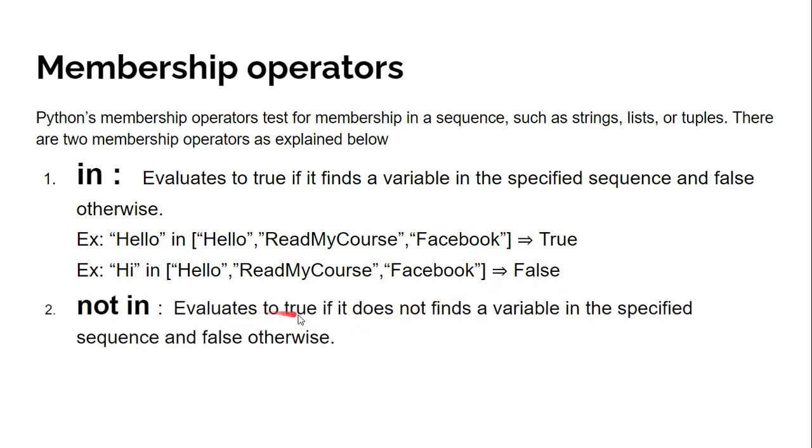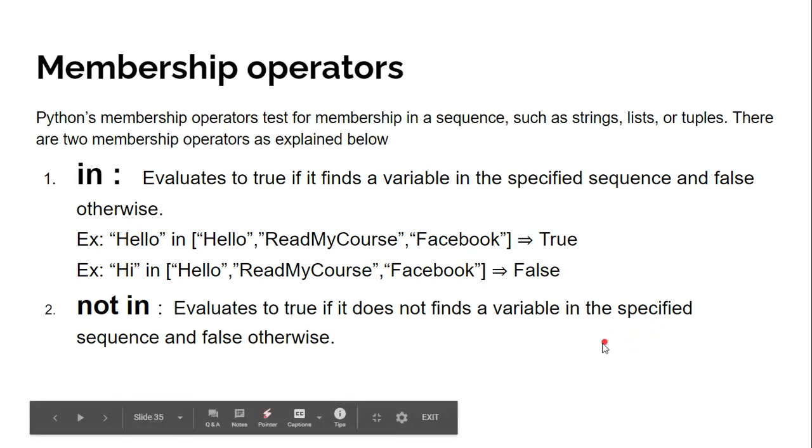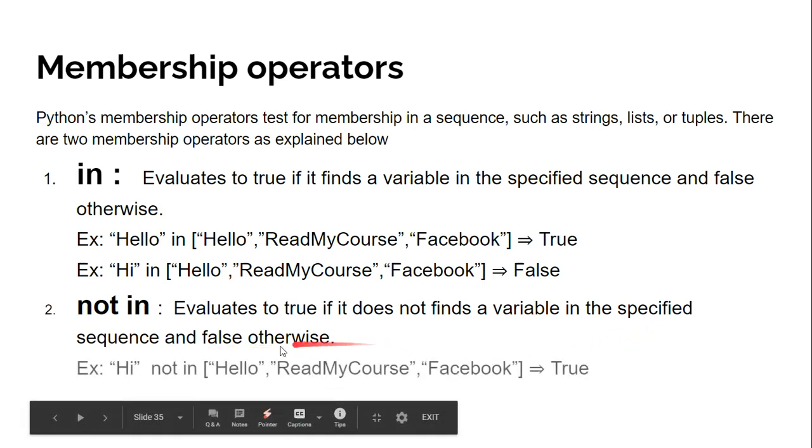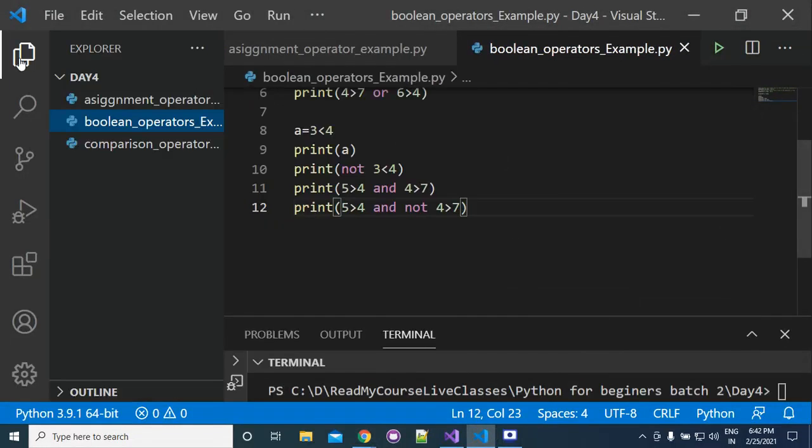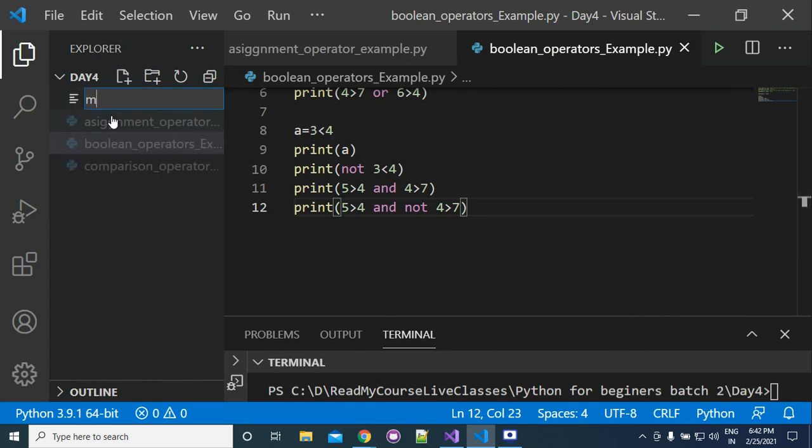Next is not in. It evaluates to true if it does not find a variable in the specified sequence, and false otherwise. Suppose I write the same statement, hi not in this list. It will return what? True. I'm just giving you an example of these membership operators.